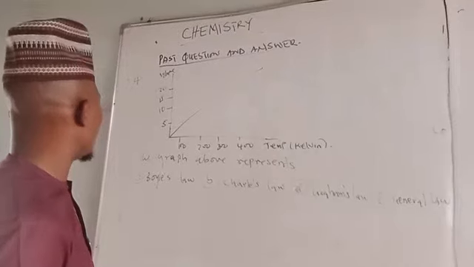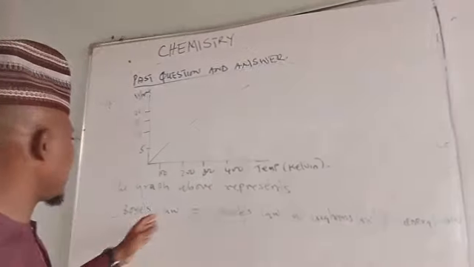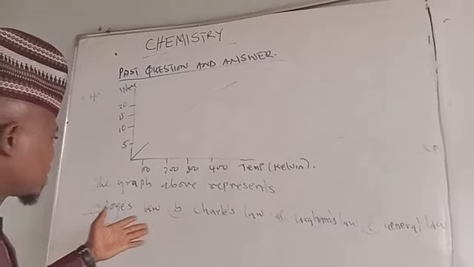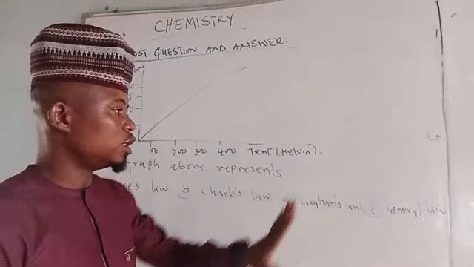Alright, question 4. The graph above represents A. Boyle's law, B. Charles' law, C. Graham's law, D. General law.